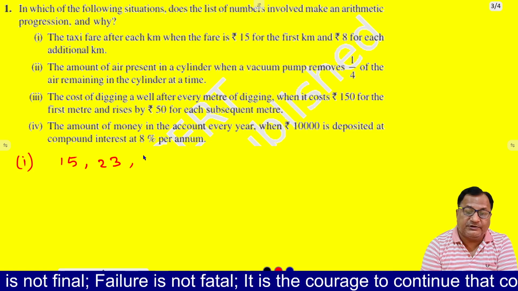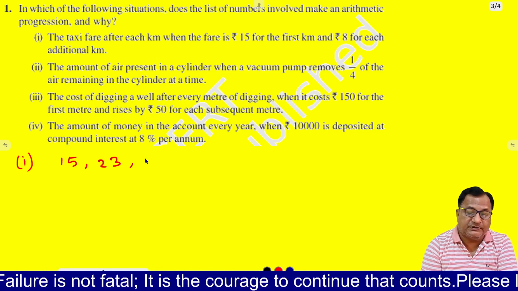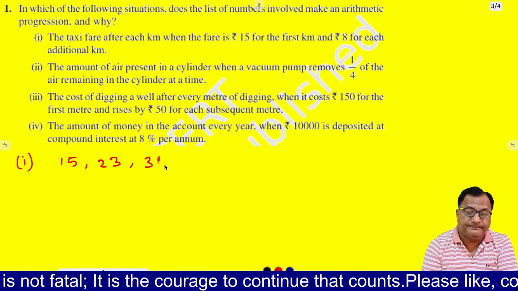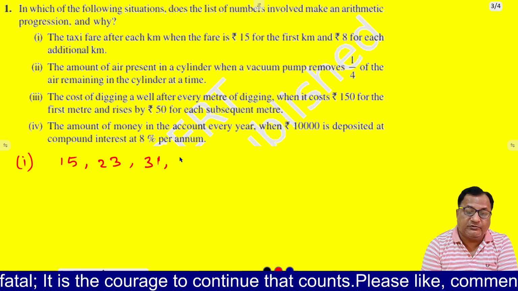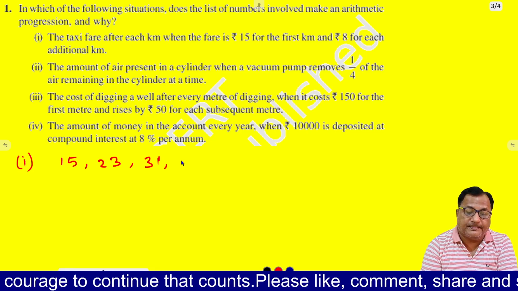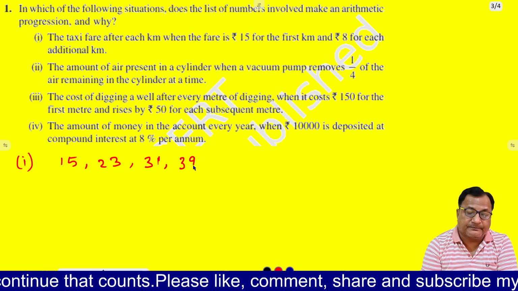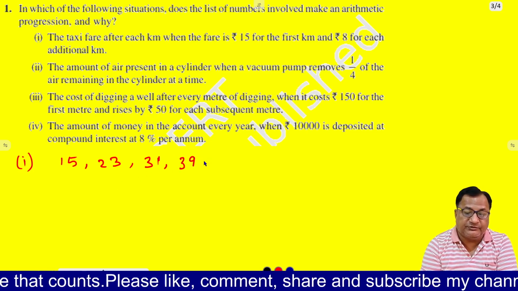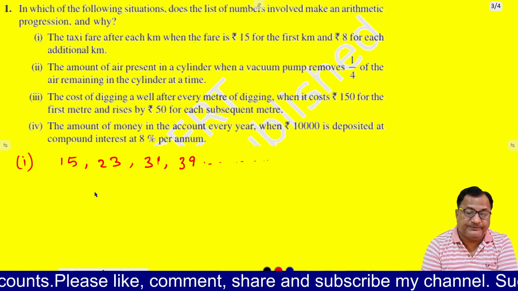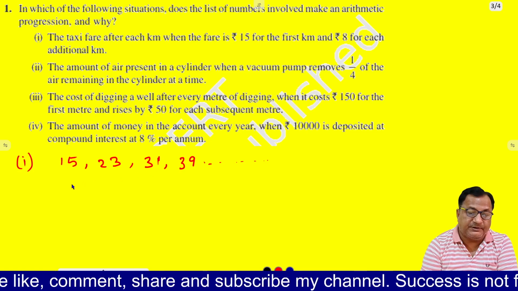For the third kilometer, it will be 23 plus 8, which is 31. For the fourth kilometer, it will be 39. So in this way, a series is coming, and we will see whether this is making an AP or not.